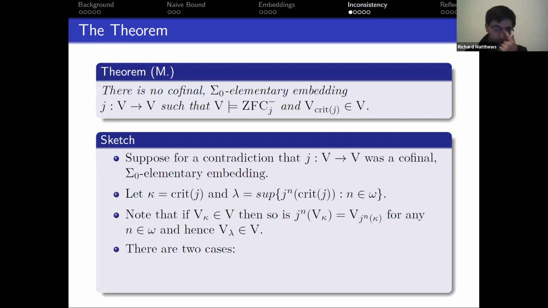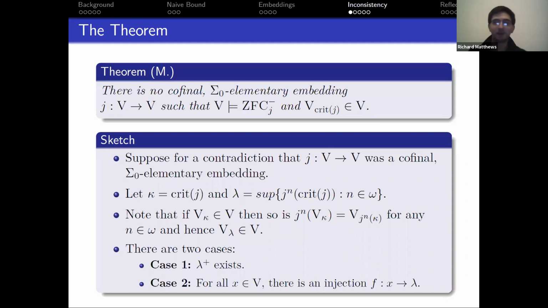Okay, so let's suppose for a contradiction that we had such a sigma zero elementary embedding. And as always, we're going to let kappa be the critical point and lambda be the supremum of the critical sequence. First, note that if V kappa is a set, then so is j^n of V kappa for every n, and j^n of V kappa is V of j^n kappa. And therefore, by a single instance of replacement sub j, you can prove that V lambda is a set. So now there are two cases. Either lambda plus exists or lambda plus doesn't exist.